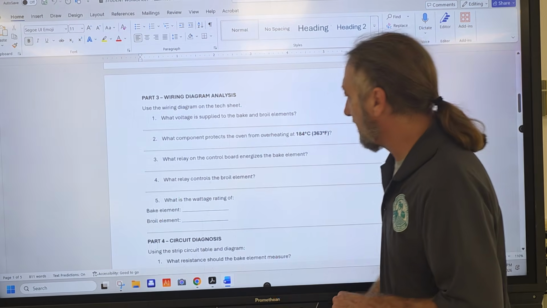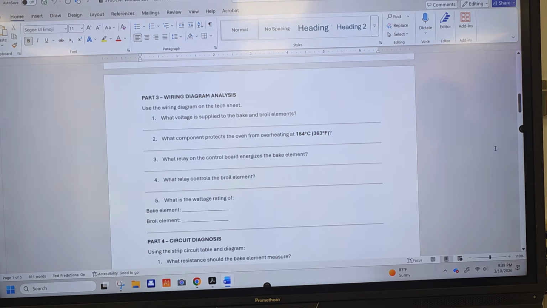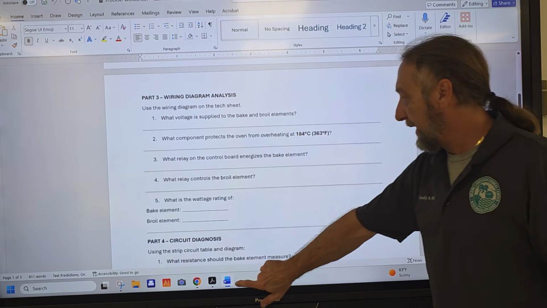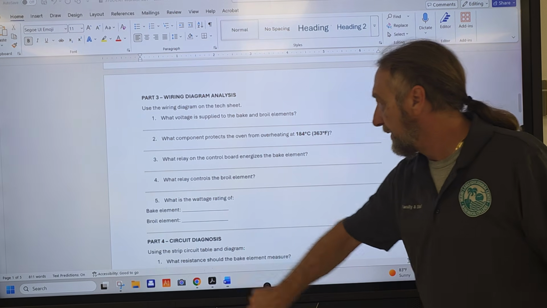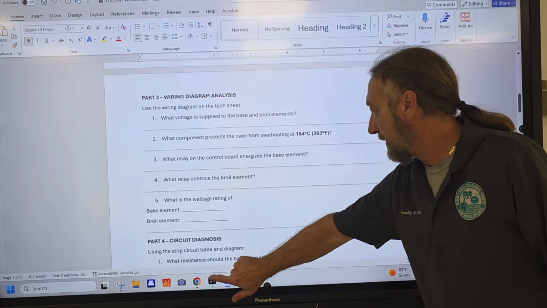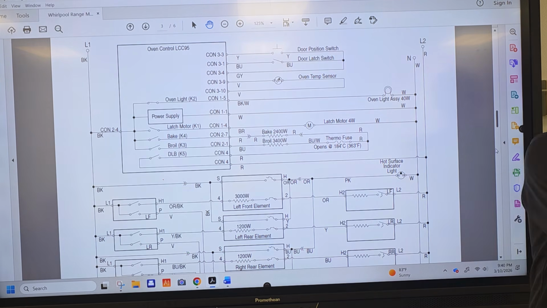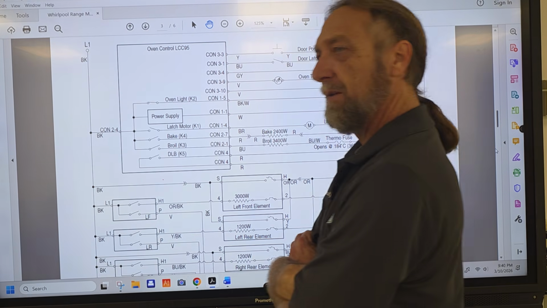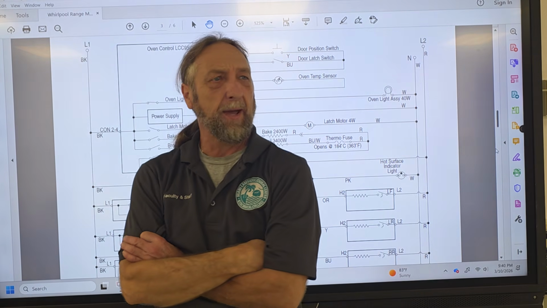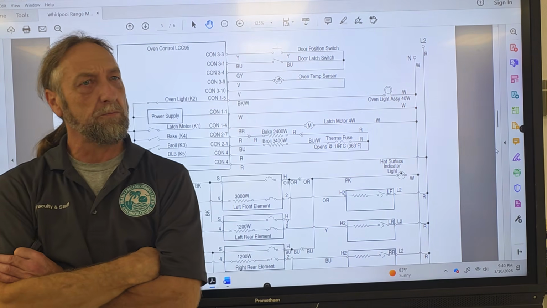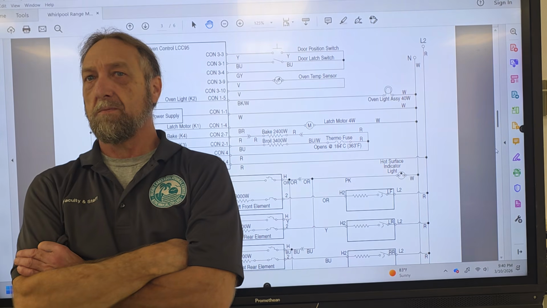Okay. Let's go to, what's the wattage rating of both the bake and broil element? 2400 and 3400. Yeah, you're right. 2400 and 3400. What is wattage? If I ask you what the wattage is, what am I actually asking you for? It's power. We know it's power.